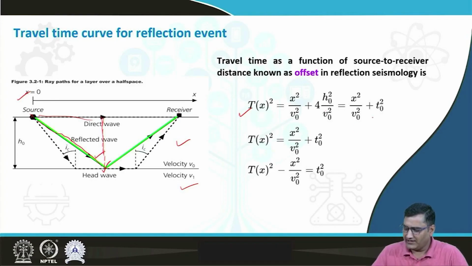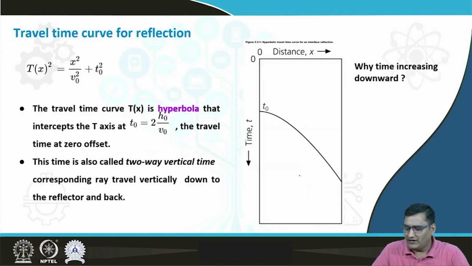So if we rearrange this equation, we can write that Tx square minus x square by v naught square is equal to t naught square. So this t naught square is the two-way travel time when the offset distance is 0, which means that source and receivers are located at the same point, just above the point of reflection. Now, if you look at this equation of reflection travel time, that is t square as a function of offset, equal to x square by v naught square plus t naught square, this particular equation is the equation of a hyperbola.